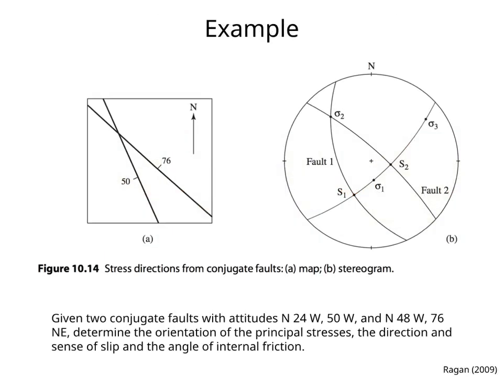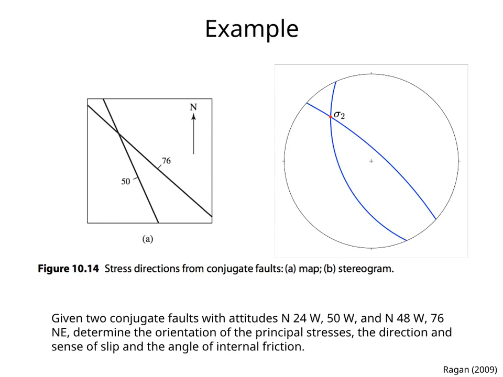Here is one example. Given two conjugate faults with orientations north 24 west, 50 west, and north 48 west, 76 northeast, determine the orientation of the principal stresses, the direction and sense of slip, and the angle of internal friction.